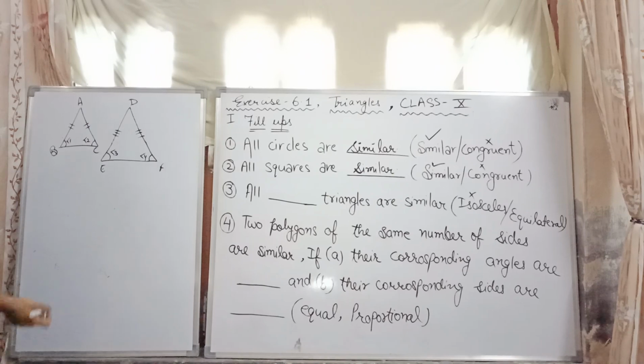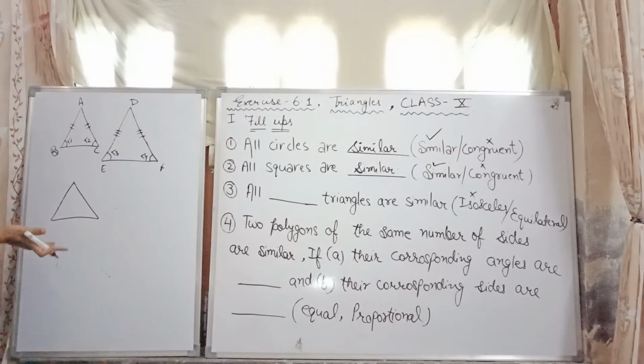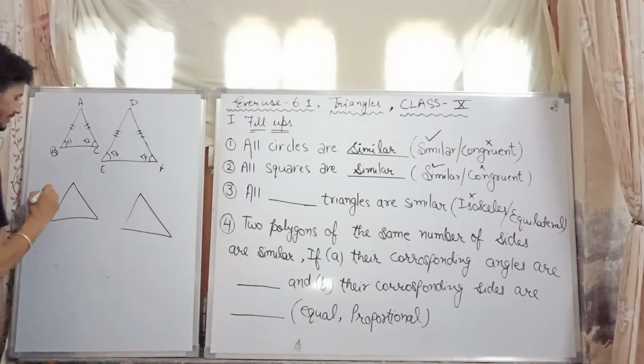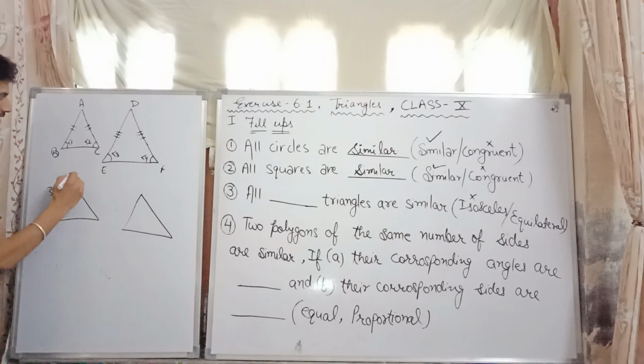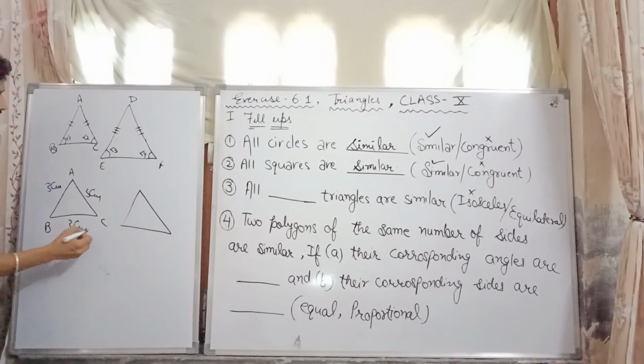Now if I take the example of an equilateral triangle, as we know, equilateral triangles are triangles with all sides the same and all angles the same. This is triangle ABC with a side of 3 centimeter. This side is also 3 centimeter, and this side is also 3 centimeter.